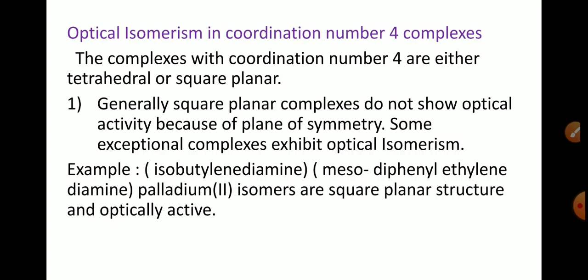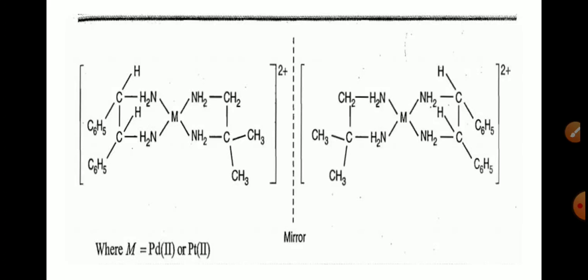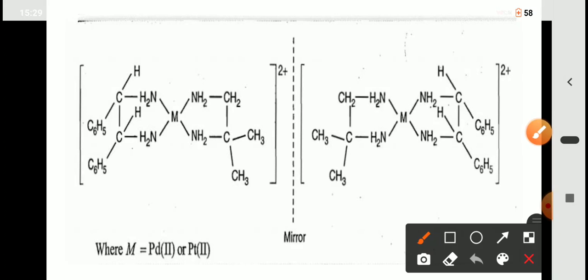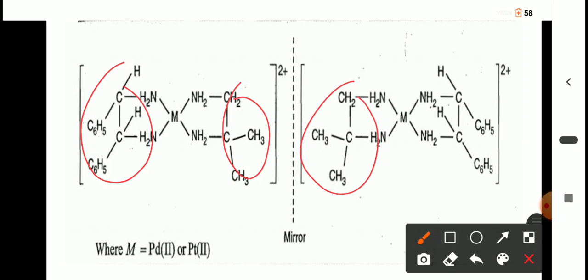But some square planar complexes which have larger or bulkier ligands may show optical activity, because the structure is slightly distorted by the bulkier group. For example, isobutylene diamine, meso-diphenyl ethylene diamine palladium. This complex shows optical activity because of the bulkier ligand you can see here.